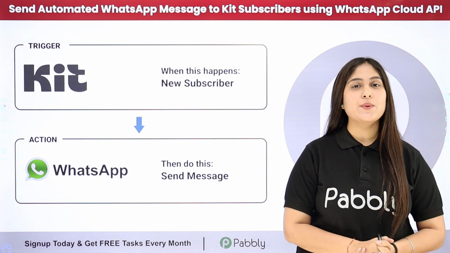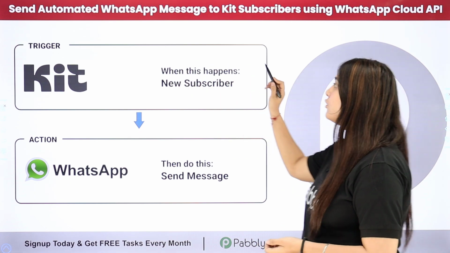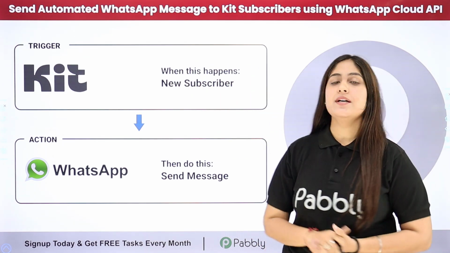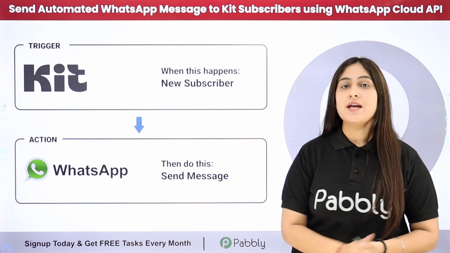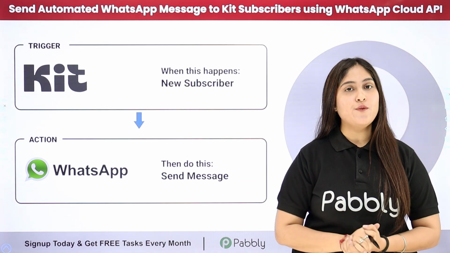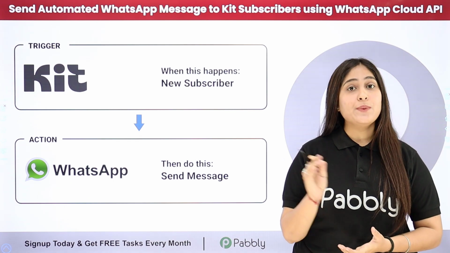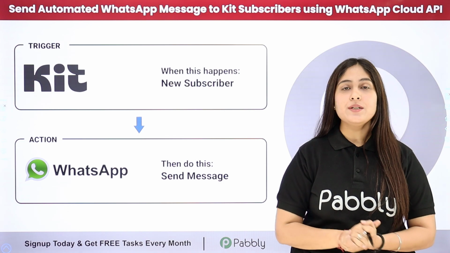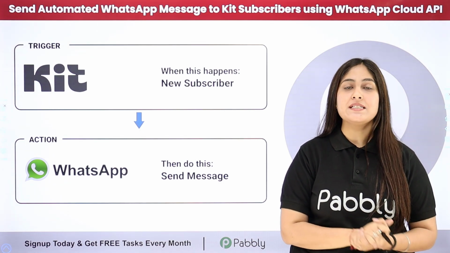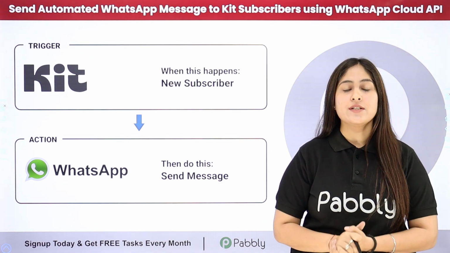So in this video, we are going to understand how to send an automated WhatsApp message to Kit subscribers using WhatsApp Cloud API. I run a business where I receive new subscribers in my Kit account through a sign-up form. My objective is that whenever I receive a new subscriber in my Kit account, an automated WhatsApp message with a special offer should be sent to that subscriber on his or her WhatsApp number.